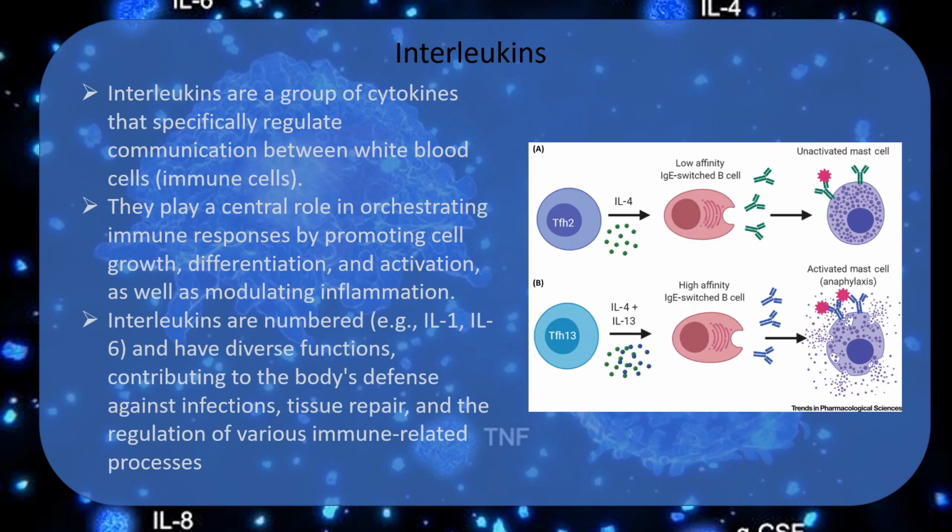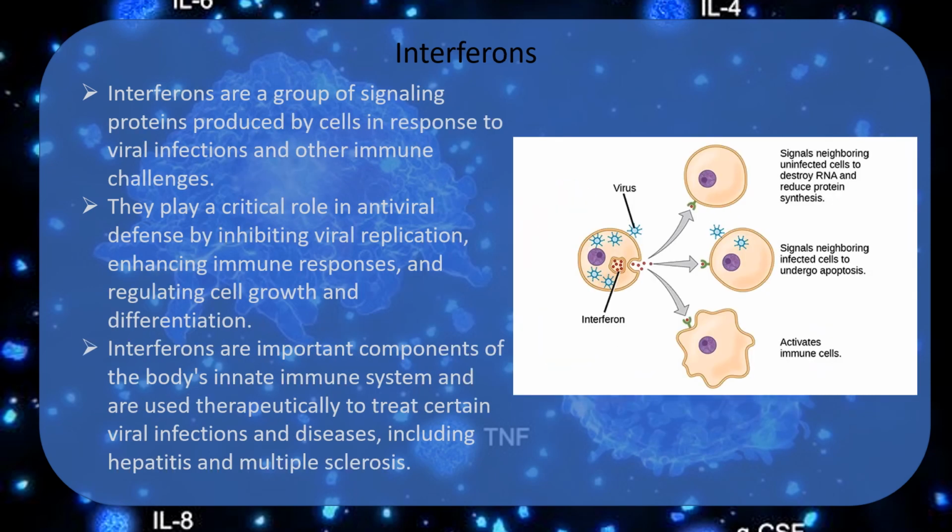So first one is interleukins. Interleukins are a group of cytokines that specifically regulate communication between white blood cells. They play a central role in orchestrating immune cells by promoting cell growth, differentiation, activation, as well as modulating inflammation. Interleukins are numbered and have diverse functions contributing to the body's defense against infection, tissue repair, and regulation of various immune-related processes.